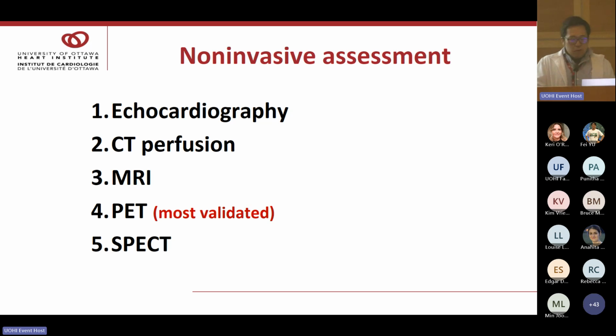So now we will move on to non-invasive assessment. Currently there are 5 options: echo, CT, MRI, PET, and SPECT. Please keep in mind that PET is the most validated and clinically available, whereas the other modalities are less available and mostly used for research purposes.